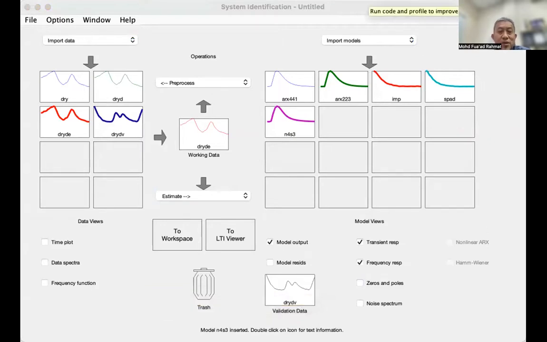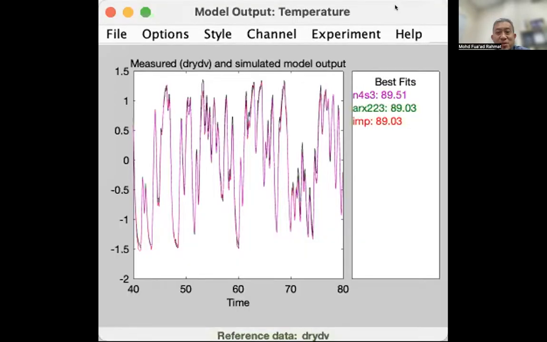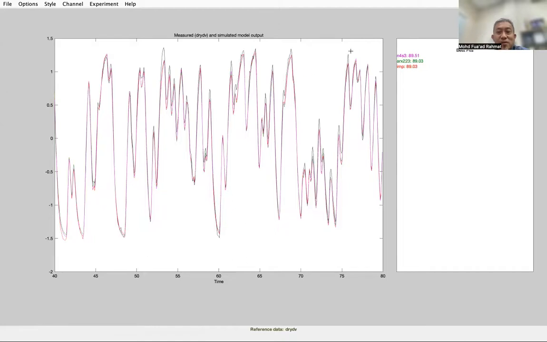Did I have the results? Okay, so it gives you a suggestion. Three models, which is this one. It gives you three suggestions: N4S3 89.51, ARX 223 89.03, and Impulse 89.03.